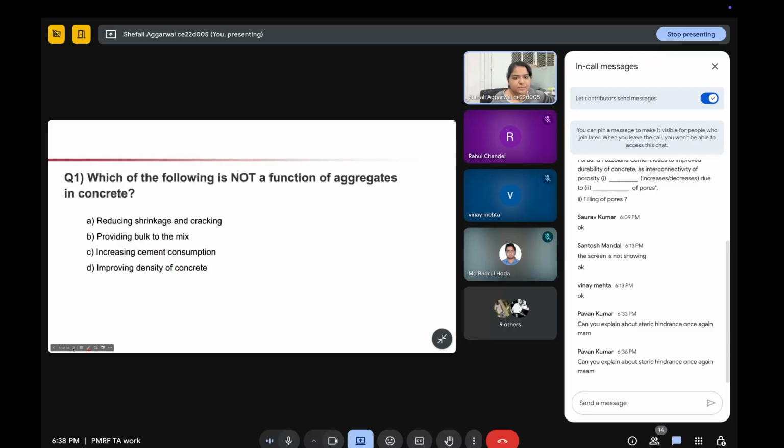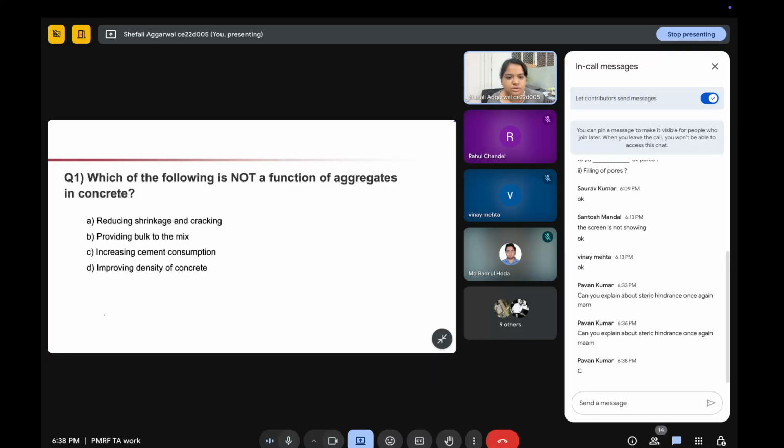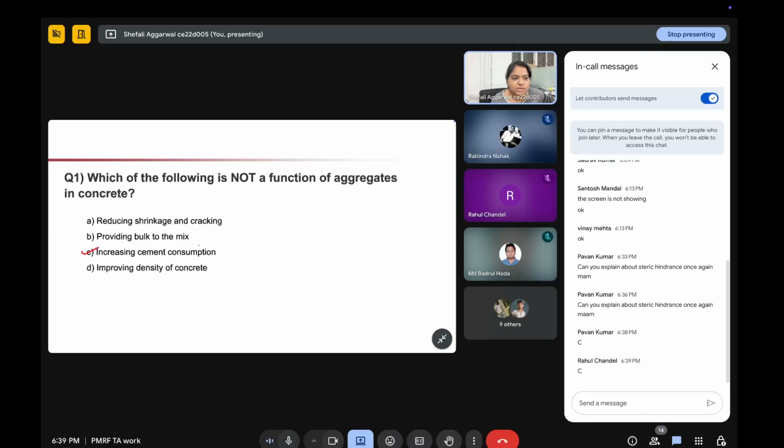Okay, so we will see some questions. The first question is, which of the following is not a function of aggregate in concrete? Reducing shrinkage and cracking, providing bulk to the mix, increasing cement consumption, or improving density of concrete? Anyone? You can put your option in the chat box also. C, increasing cement, ma'am. Correct. When we are adding aggregate to concrete, we are expecting to reduce the cement consumption, not increase it.